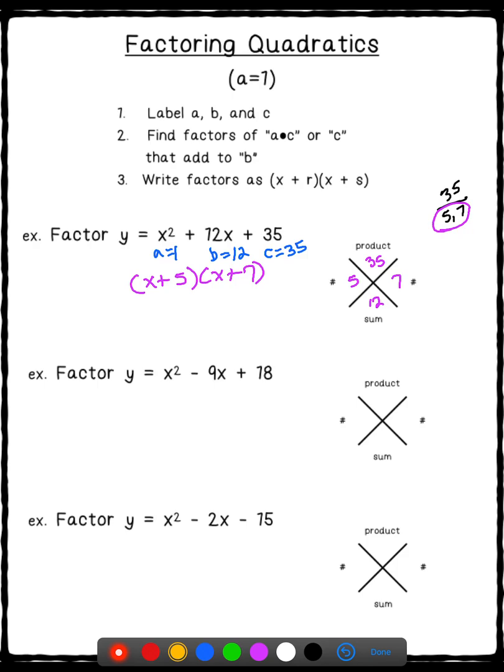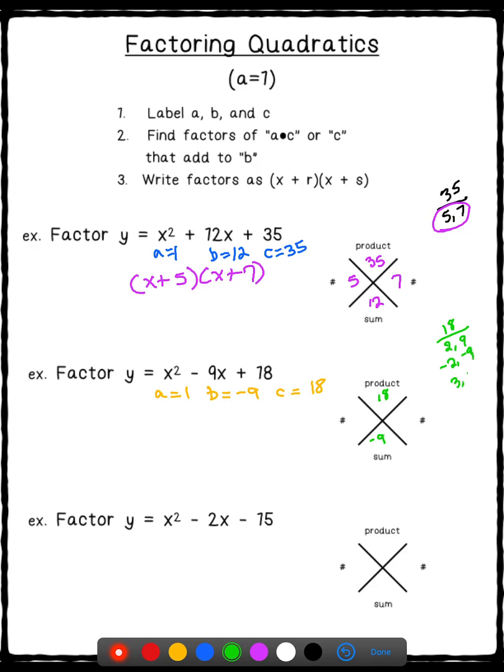We're asked here in this next example to factor y equals x squared minus 9x plus 18. Note that our a in this situation is 1. Our b is actually negative 9 because of the minus 9x. And our c is 18. So we write here, we want a product of 18 and a sum of negative 9. So let's look at some factors of 18. We know 2 and 9 will do it. We also know that negative 2 and negative 9 will do it.